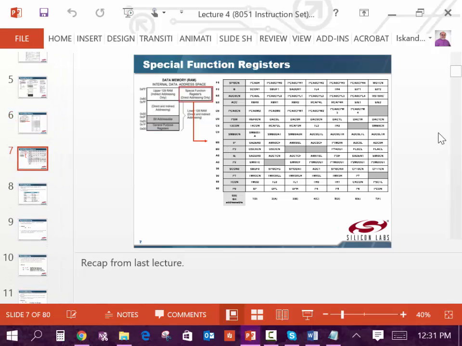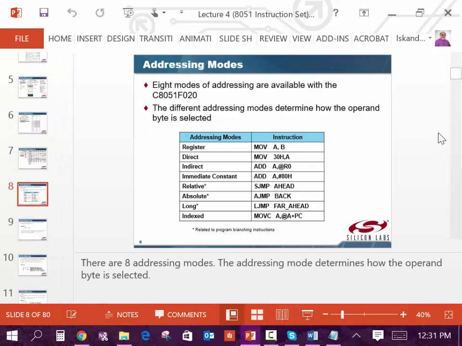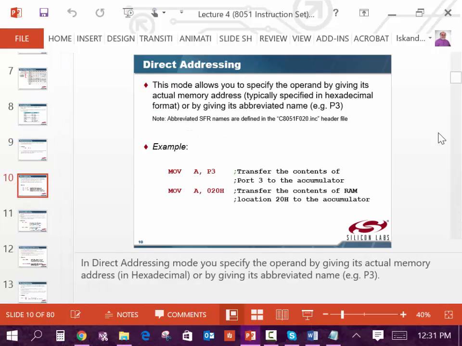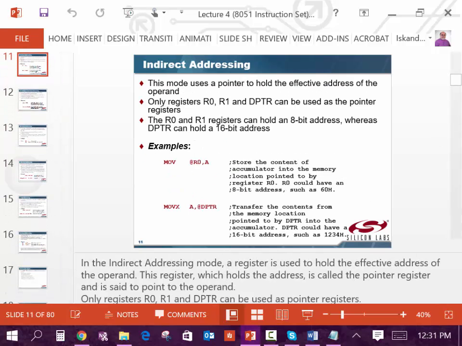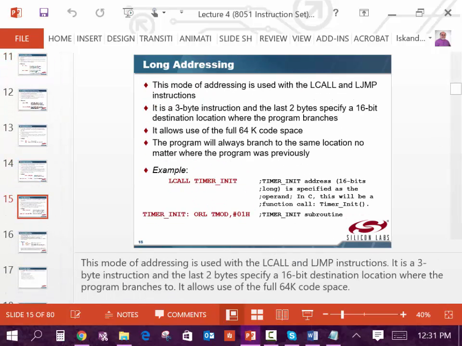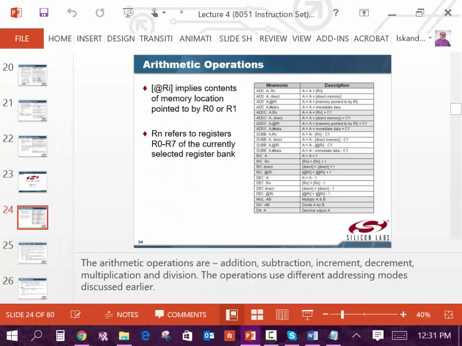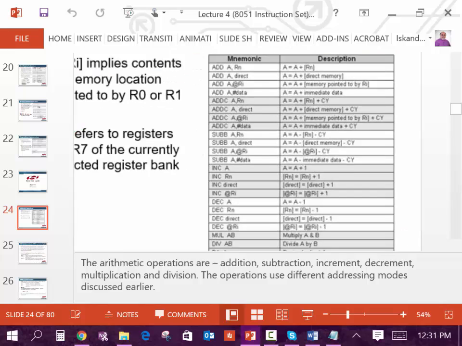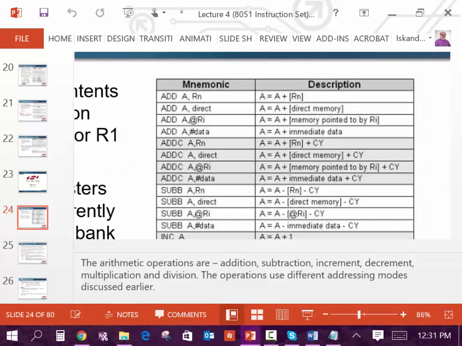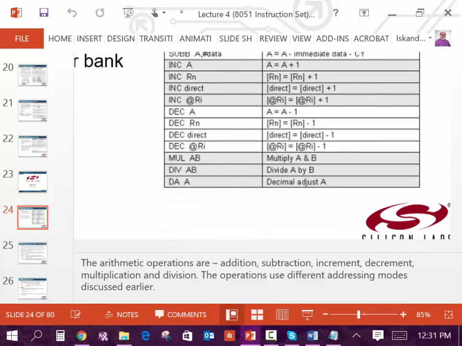We don't need any of this stuff for the instruction set. We're going to go through all the various addressing modes right there. Long addressing, and I'm going to jump down to the arithmetic operations because that's really where we need to look for our instructions. In particular, multiply A and B. So the first part of the lab is very simple, and I'm only going to talk about the instructions we need to do.